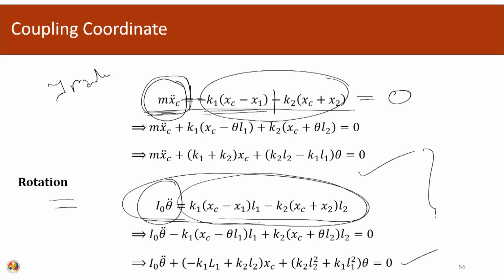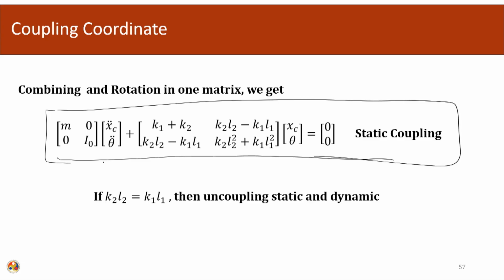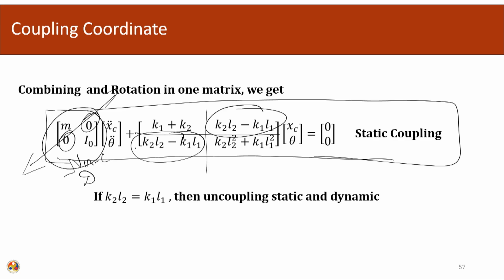When we are considering the two dependent or coupled coordinate system, combining this, we get the equation of motion. In this equation of motion, if we see my masses, the translation and the rotational masses have the off diagonal terms as 0. So, this is non coupled in the dynamic sense. But in the stiffness, these terms are non-zero. So, they are coupled in the static sense.